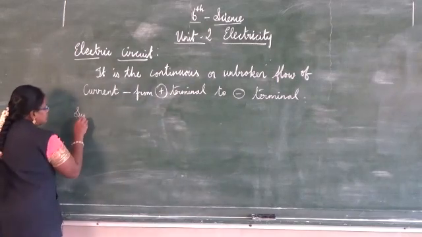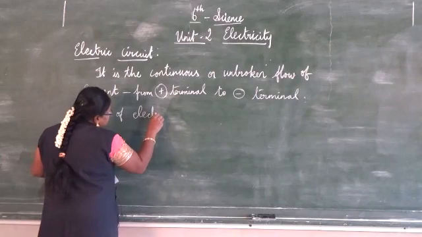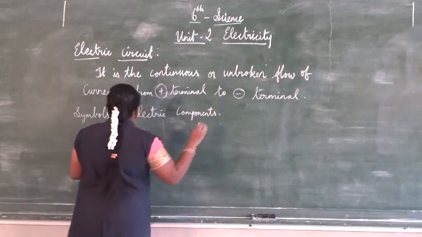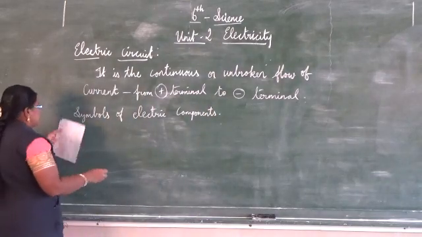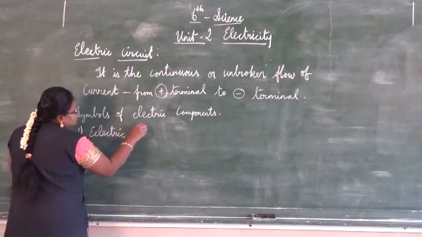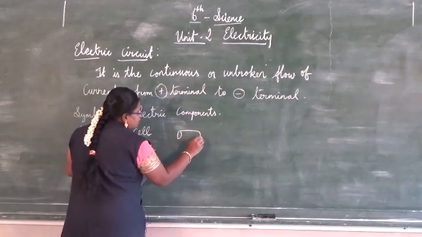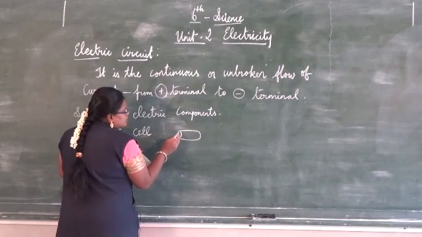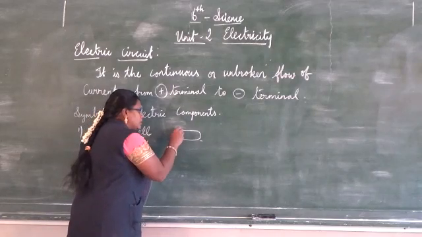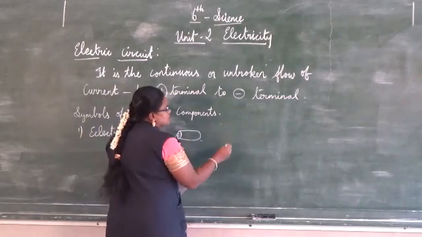Symbols of electric components. First component. What is given? Electric cell. Okay, electric cell. What is the diagram for it? See, this part is positive, and this is negative. On the day we saw that the top carbon core is mentioned as positive. The other side will be negative. Understand? For this, what will the symbol be?